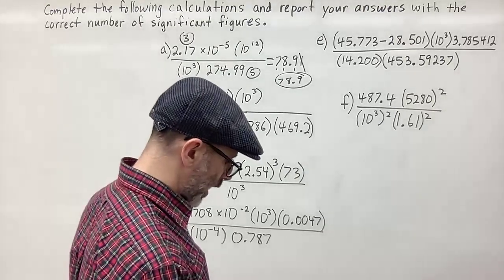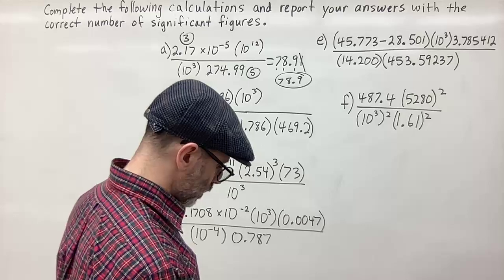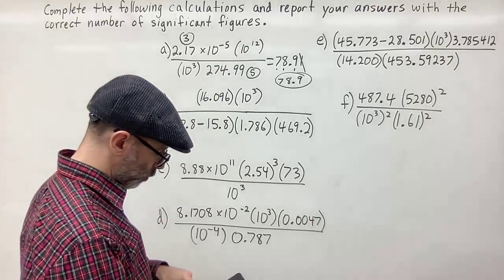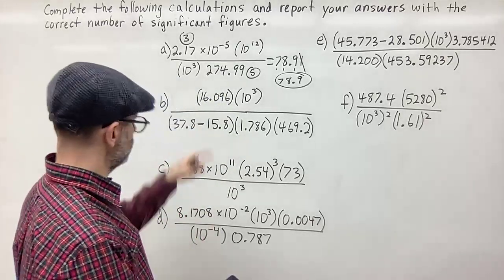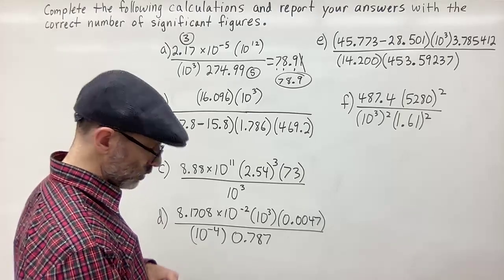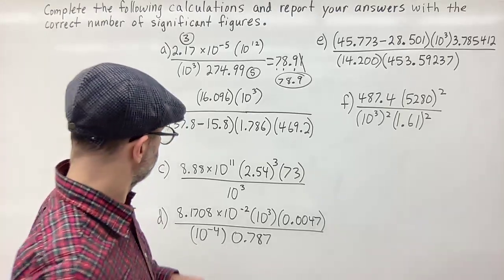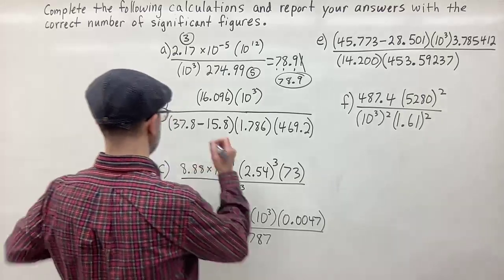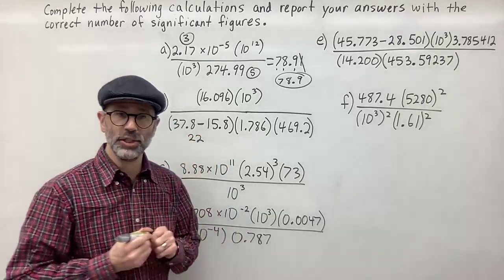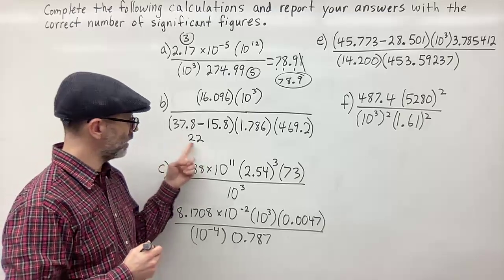So if we subtract out the information here, we can take 37.8 minus 15.8 equals, and we get 22. Okay, so we get 22 from here. But is it 22? Are we allowed to write that number?